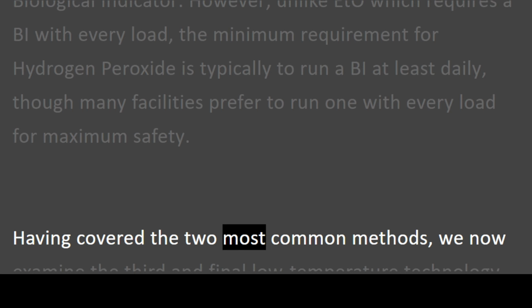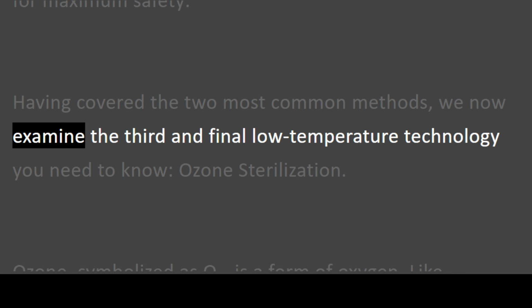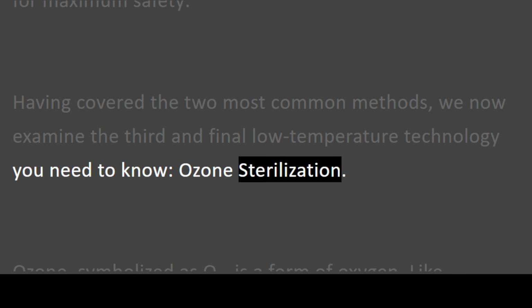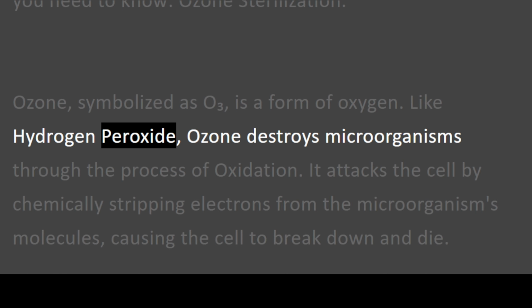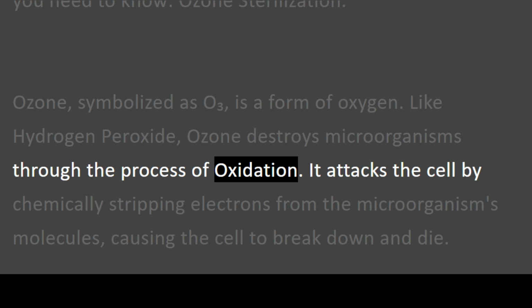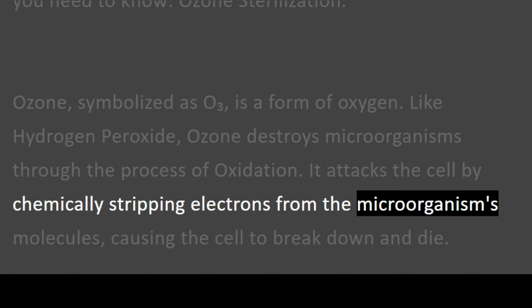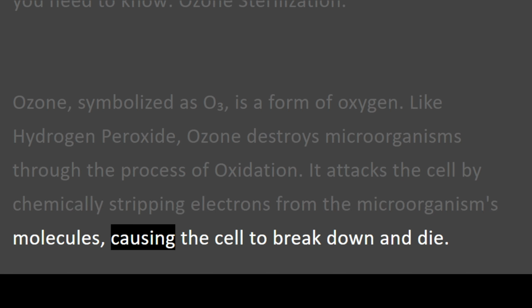Having covered the two most common methods, we now examine the third and final low-temperature technology you need to know, ozone sterilization. Ozone, symbolized as O3, is a form of oxygen. Like hydrogen peroxide, ozone destroys microorganisms through the process of oxidation. It attacks the cell by chemically stripping electrons from the microorganism's molecules, causing the cell to break down and die.